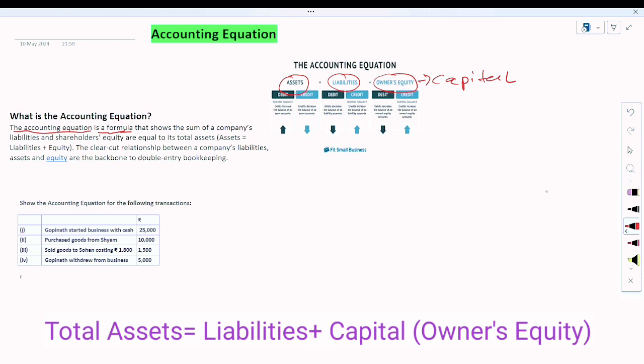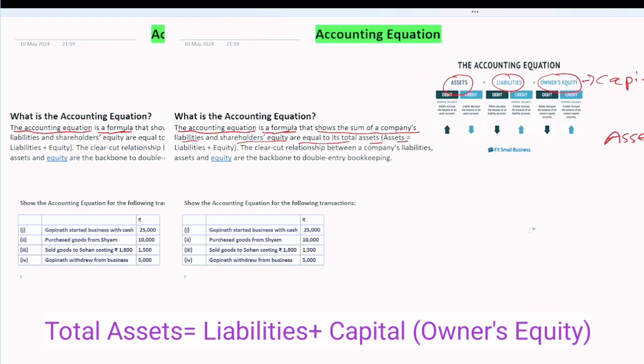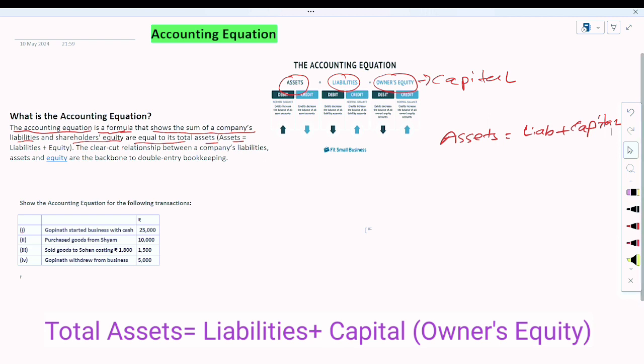Whenever you read the balance sheet, the thing is that you need to know what is asset, what is liability, and what is capital. Assets means the property of the business. Suppose you are going to start a business and you purchased furniture for your business. This furniture is an asset of your business.